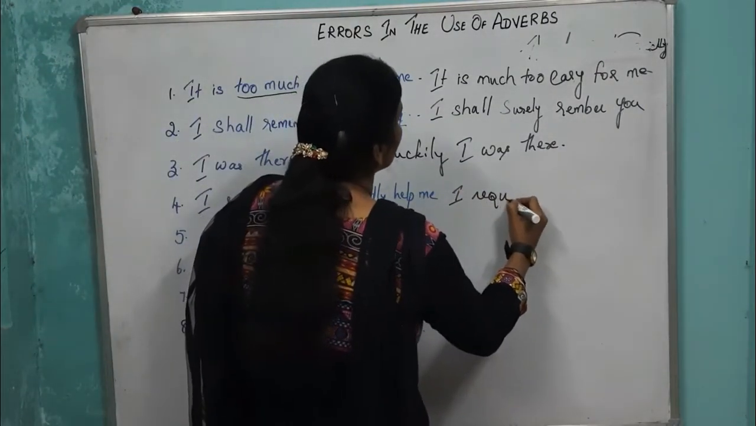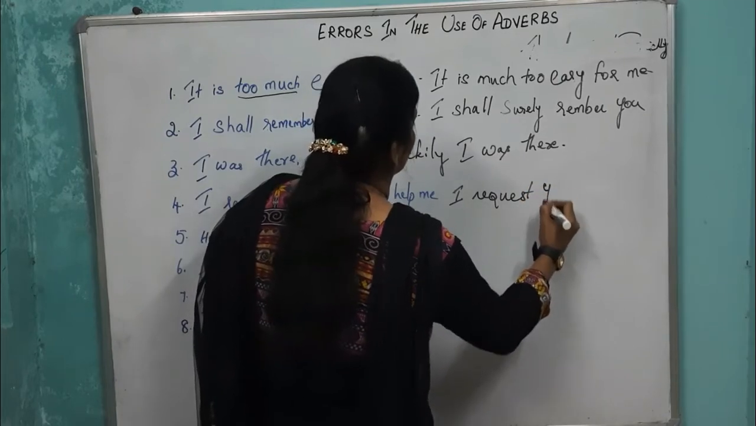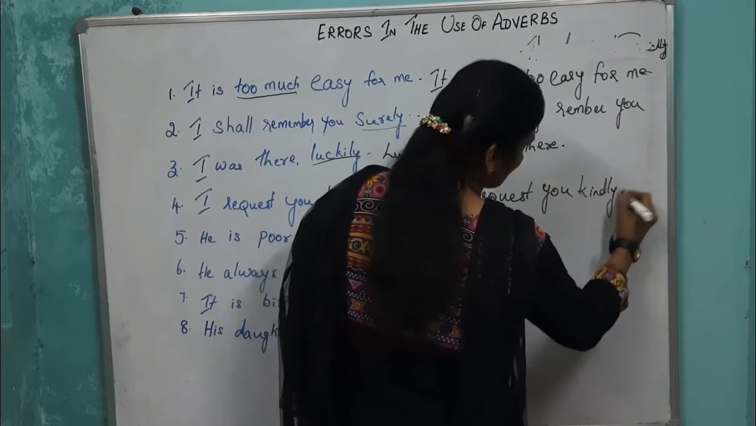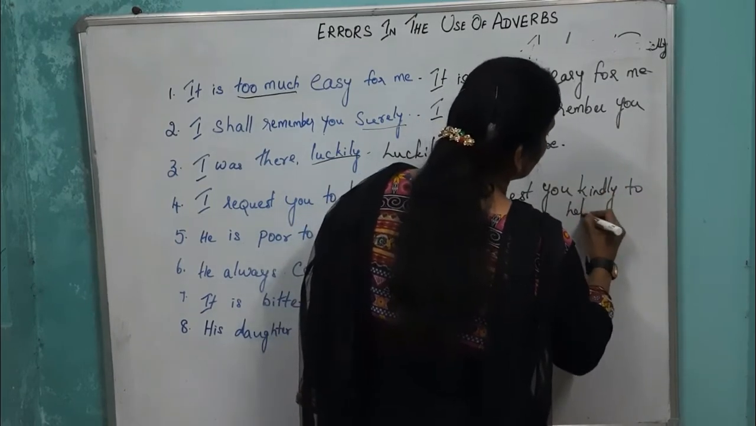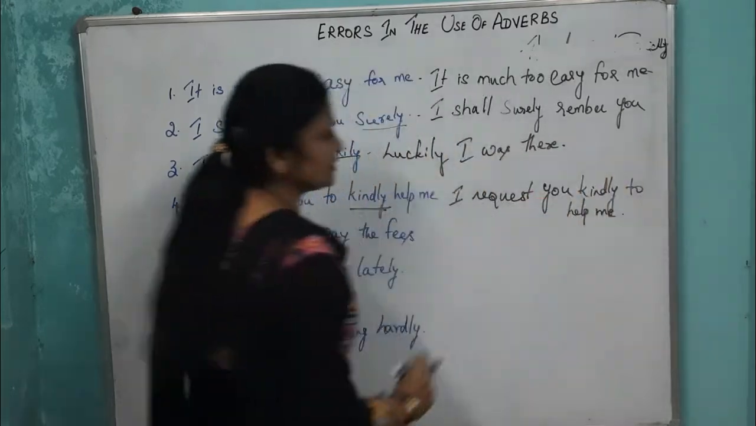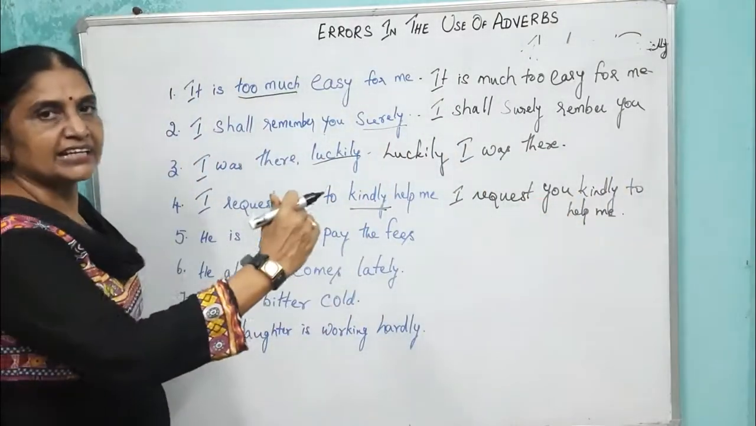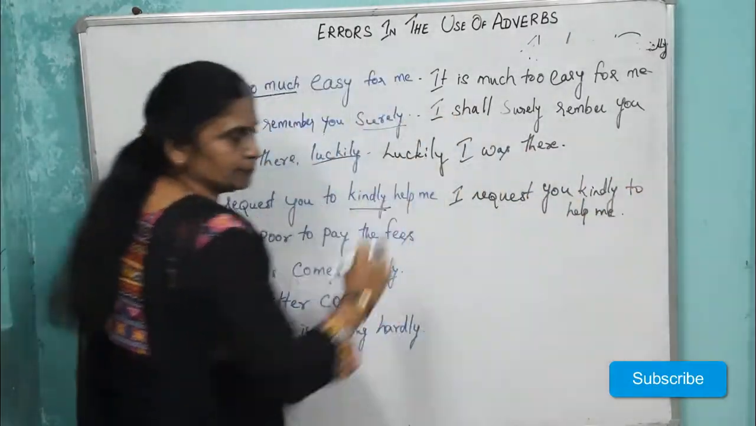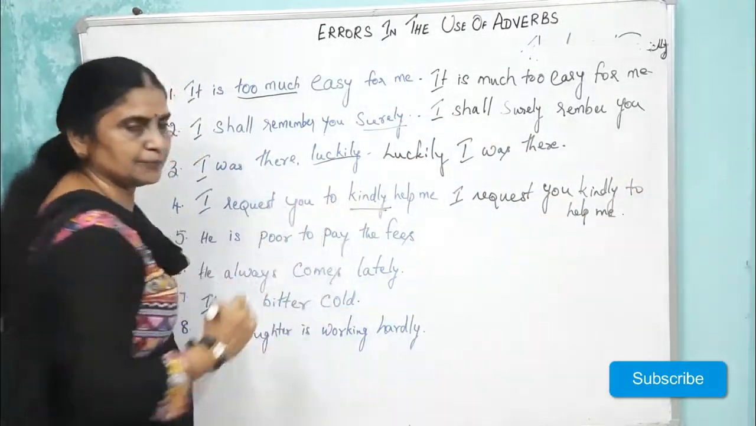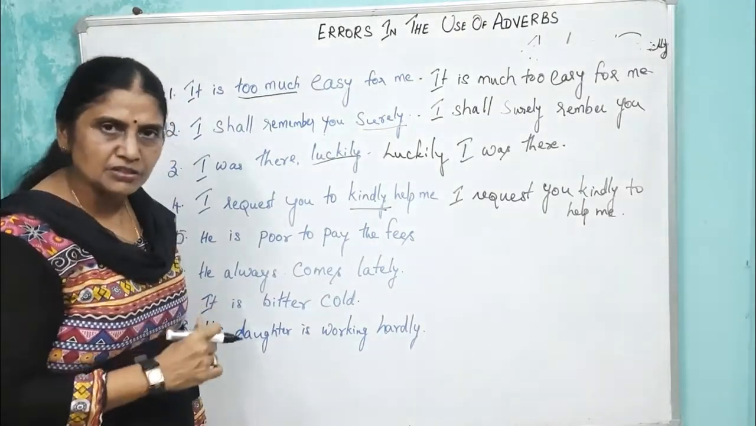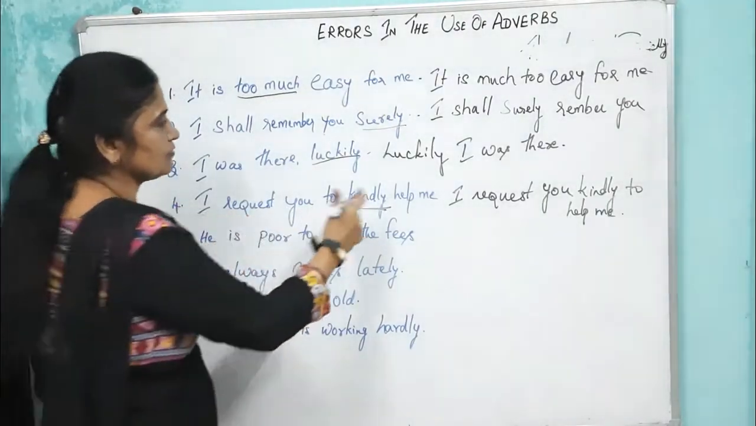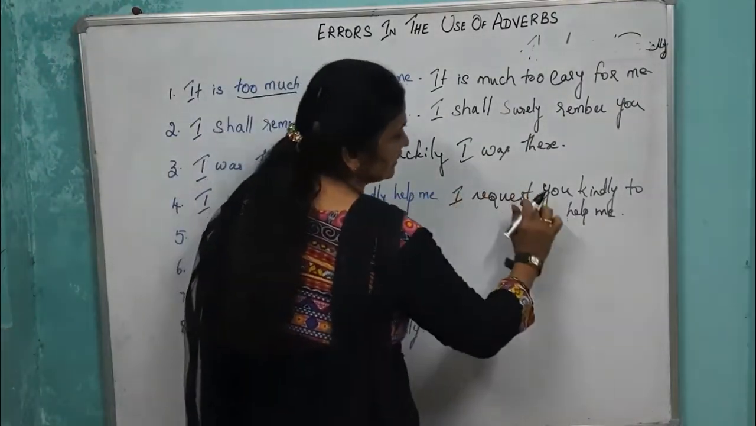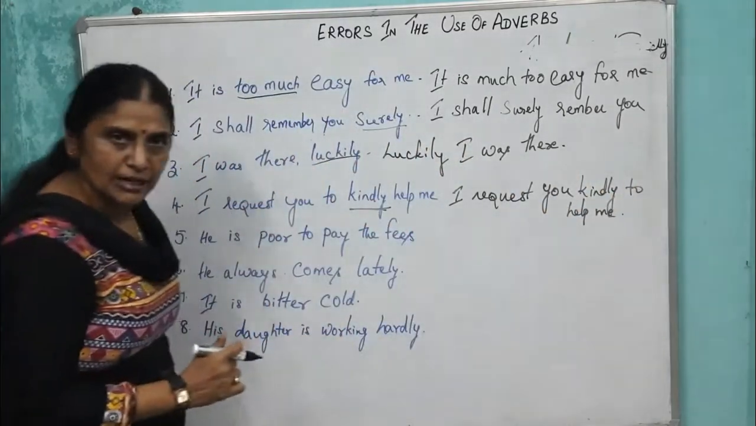I request you kindly to help me. This is the right way of framing a sentence. I request you kindly to help me. You should not say too kindly. It's wrong. Too kindly is not an adverb, it becomes to plus infinitive. That's the sort of mistake we make when we frame this sentence. So you have to use, I request you kindly to help me.